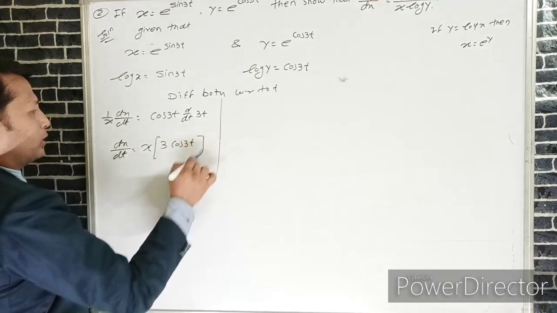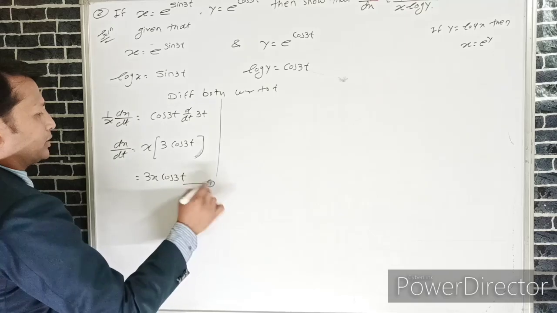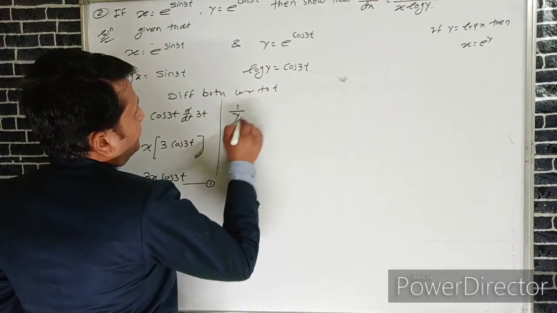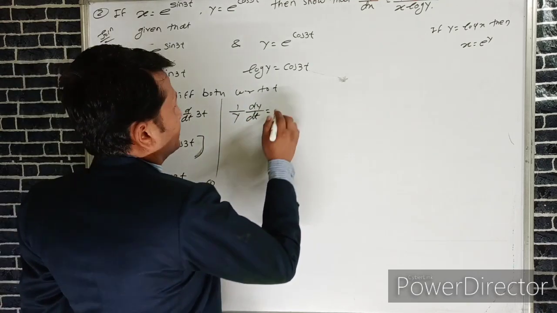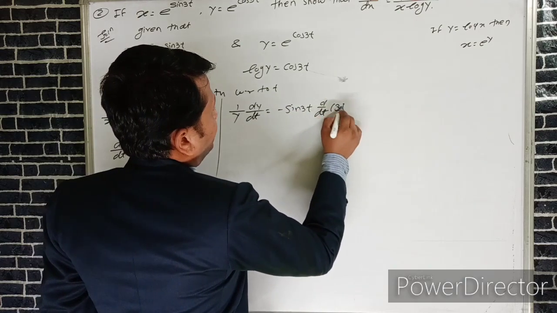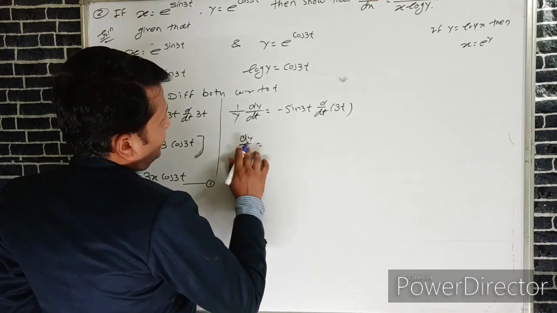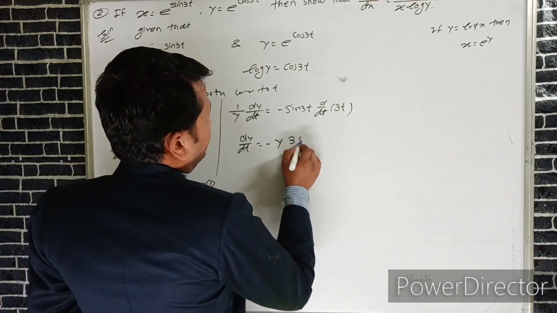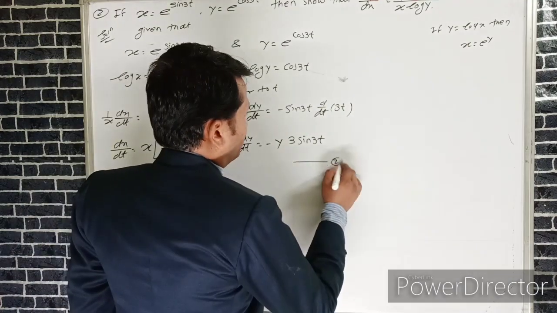We can write the whole term as 3x cos 3t, which is equation 1. Again, derivative of log y is 1 by y dy upon dt. Derivative of cos 3t is minus sin 3t into again the derivative of 3t. If we shift this y to the right side, then we can write dy upon dt is equal to minus y into 3 sin 3t, which is equation 2.